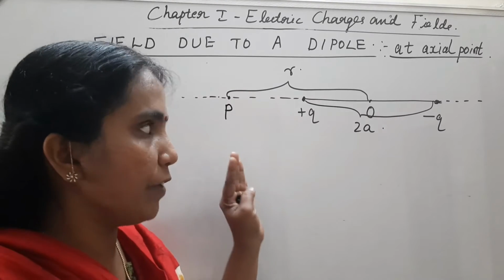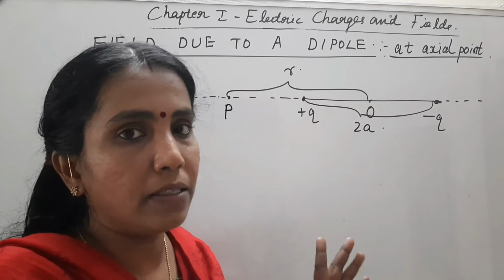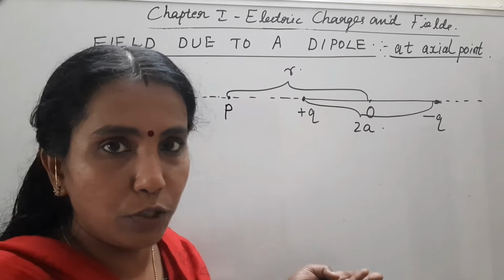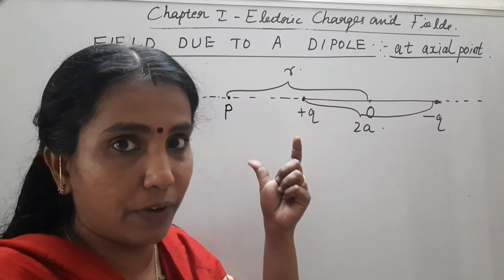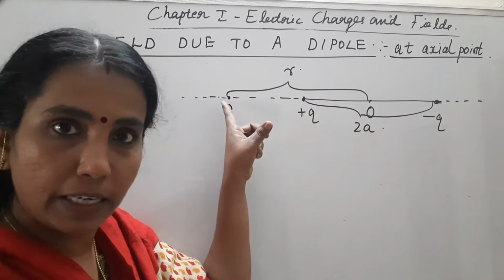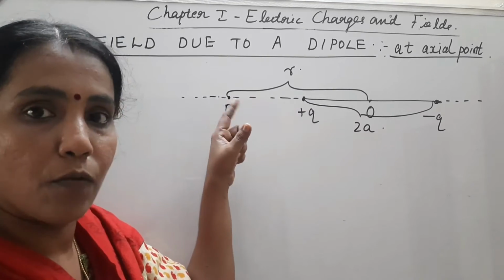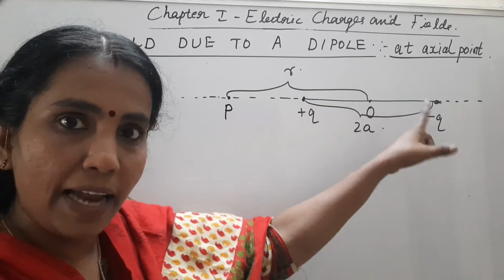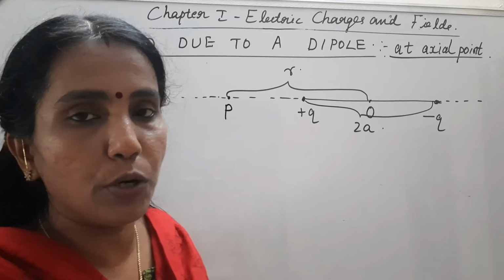To find the field at the point P, we have to use two things: Coulomb's law and the principle of superposition. Coulomb's law gives the expression for the field due to a point charge, and the principle of superposition is used to find the net electric field. Since there are two charges, both charges will produce an electric field at the point P. So, the net electric field at the point P will be the vector sum of the field due to the positive charge and the negative charge. We should represent the field due to the positive charge and the field due to the negative charge.